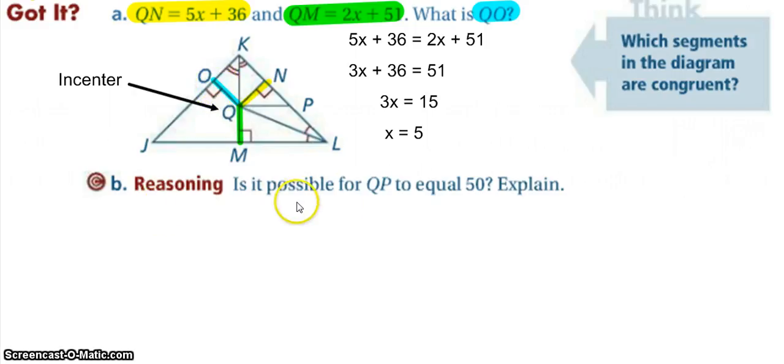Then we look at B. Is it possible for QP, so I'll highlight that for you, is it possible for QP to equal 50? So go ahead and explain that.